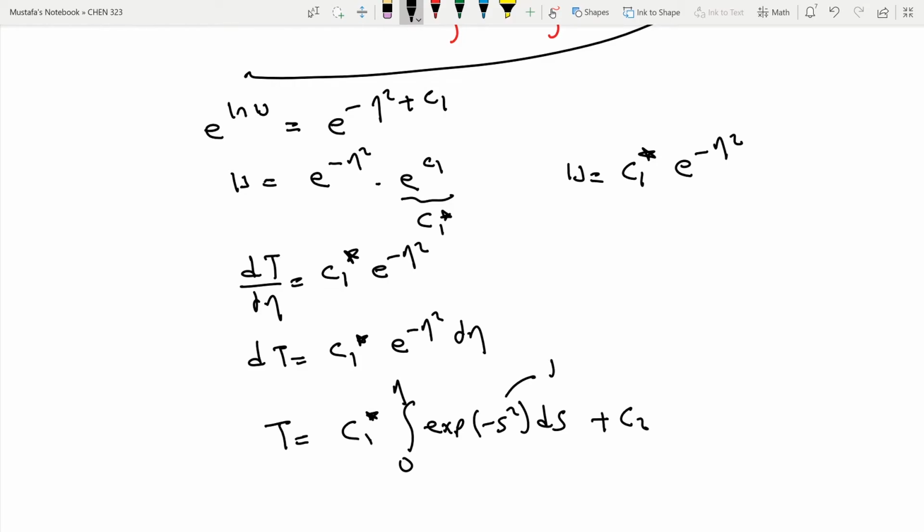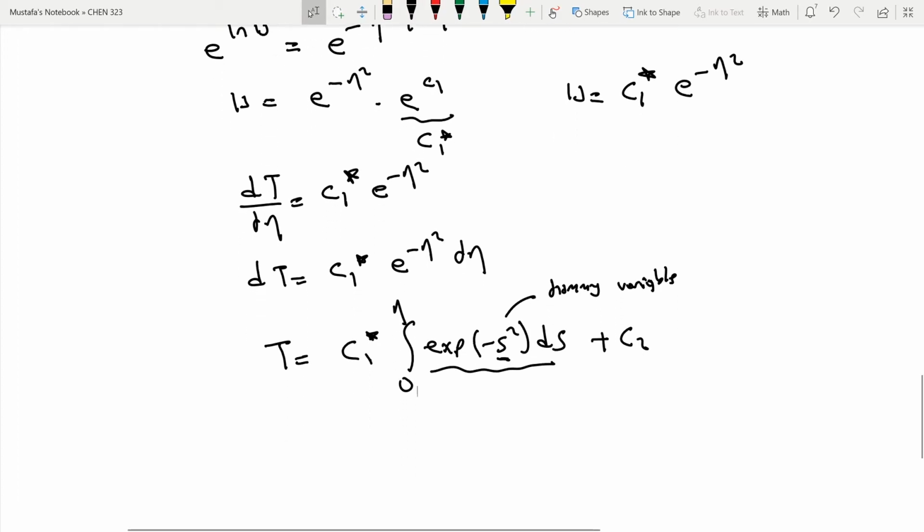So s here is the dummy variable. Mathematically speaking, I shouldn't be using the same symbol here, eta and eta, so I need to introduce a dummy variable to be mathematically correct. This is just a dummy variable, it doesn't have any significance. Now we have two constants, C1 star and C2, and we need to find them. So how are we going to find these? We need to rely on boundary conditions.